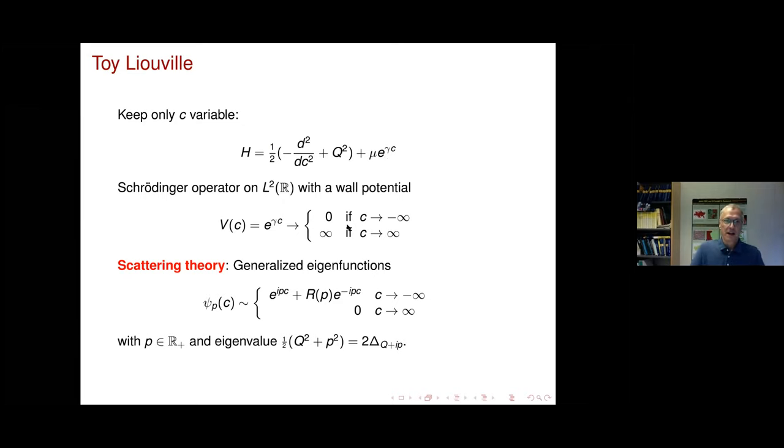Everybody knows how this should behave. This of course describes scattering from a wall. The eigenstates should look like eigenstates of the free particle at minus infinity, namely e to the ip times c. And then they should go to zero at plus infinity because there is the wall, so they should be reflected. So they should look like a wave moving with velocity p and a reflected wave at minus infinity, and there is some reflection coefficient. Of course, this is trivial: you can write the eigenfunctions explicitly in terms of Bessel functions, and that's the end of the story for the toy model.